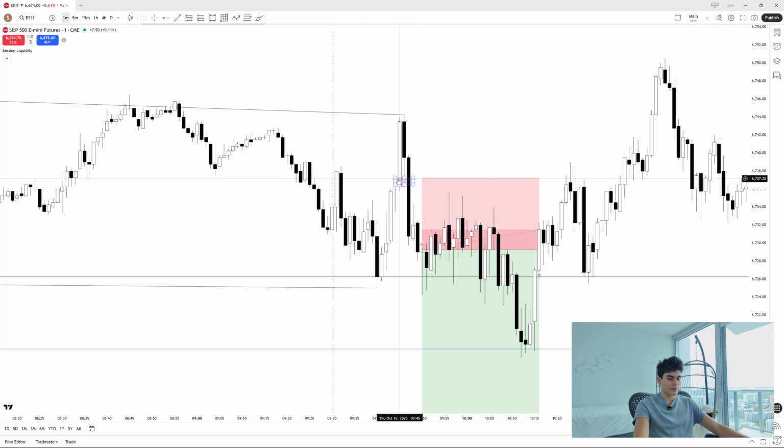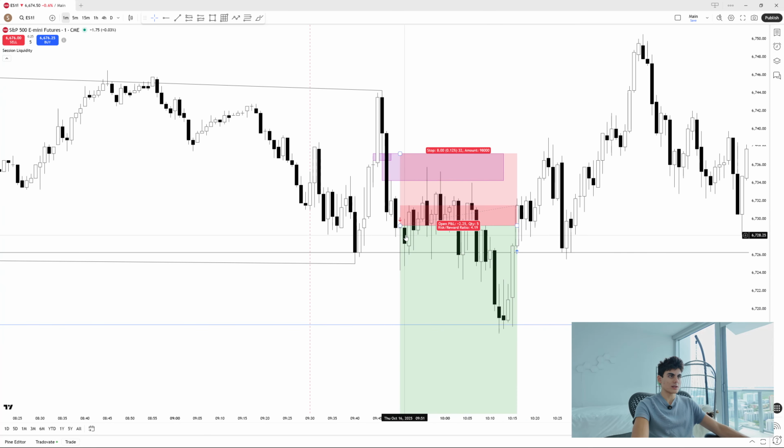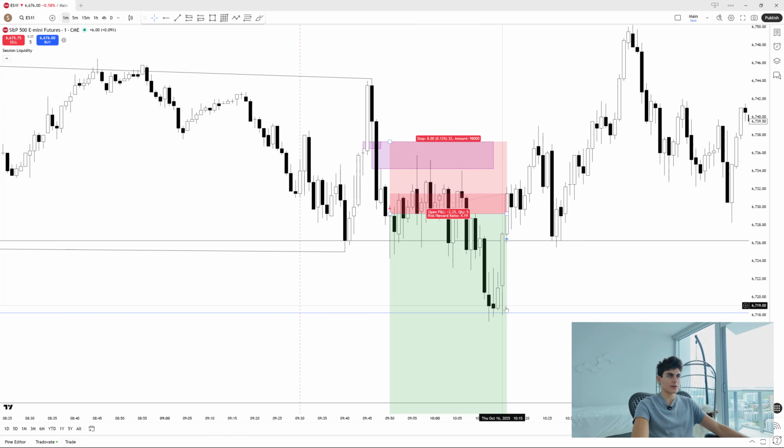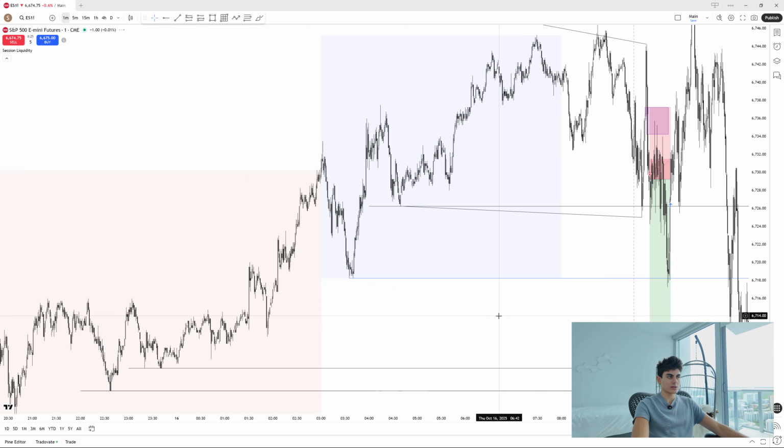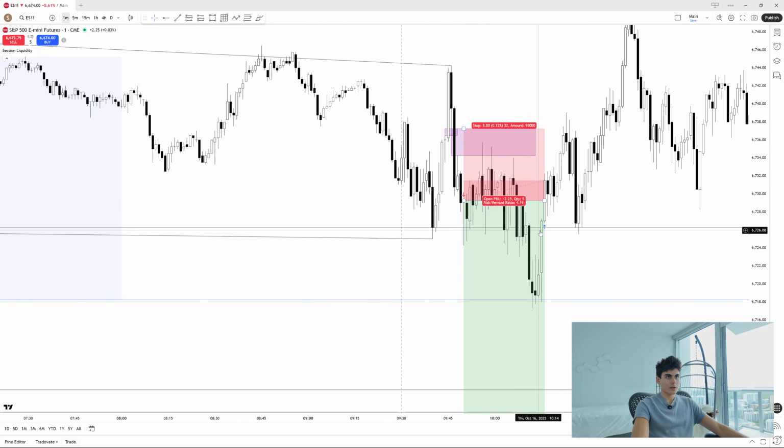This is our first inverse fair value gap. I didn't take this entry because I wanted to wait for an extra bit of confirmation so that I could lower my stops to this fair value gap right here. And so once I do so, I enter right there, I lower my stops there. My break-even point goes at London low right here.